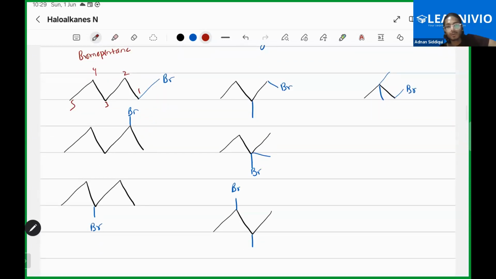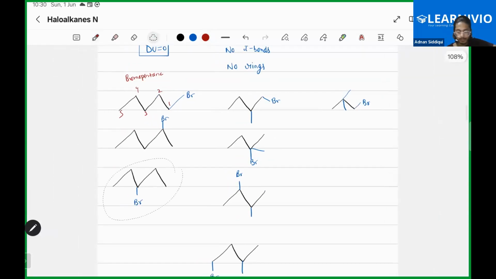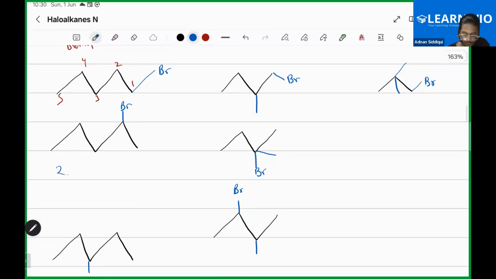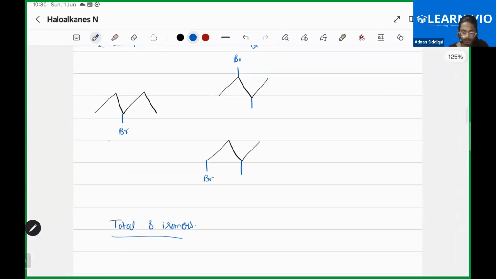Okay, what else we can do? We can put this bromine on the carbon number 2, right? We will have a different isomer. So here the name should be what for the second one? 2-bromopentane. Good. What about this one? 3-bromopentane, right?